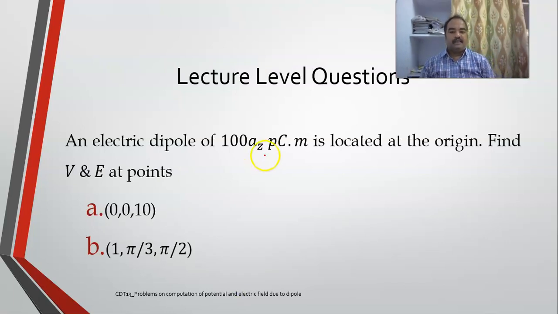See, there is a dipole given for you, in picocoulomb meters. It is located at the origin. Find V and E at the points. I hope that you can easily solve these types of problems. We have already done the expressions for electric field intensity, right? So practice these problems at home and get back with the answers by tomorrow.